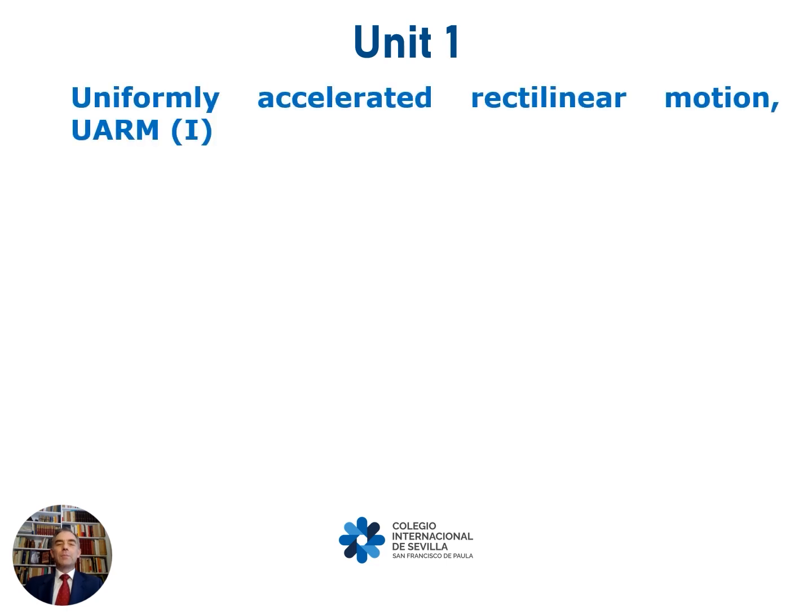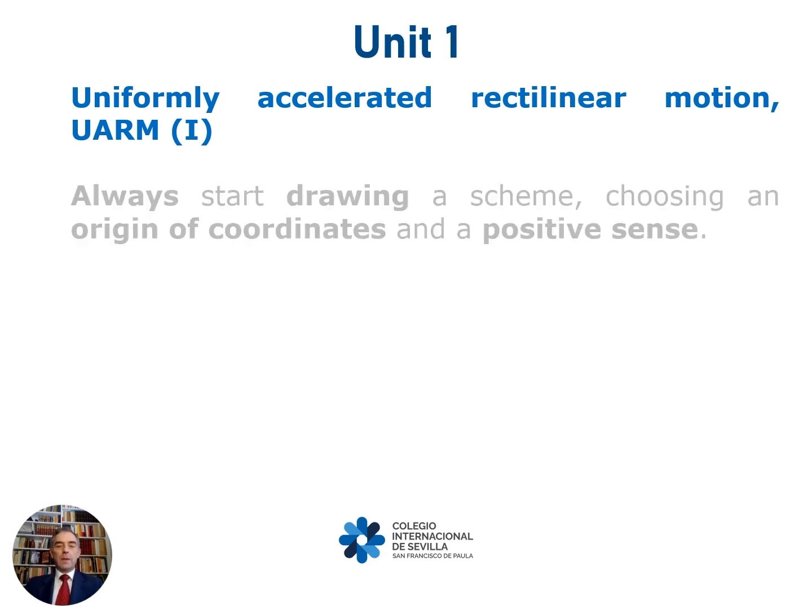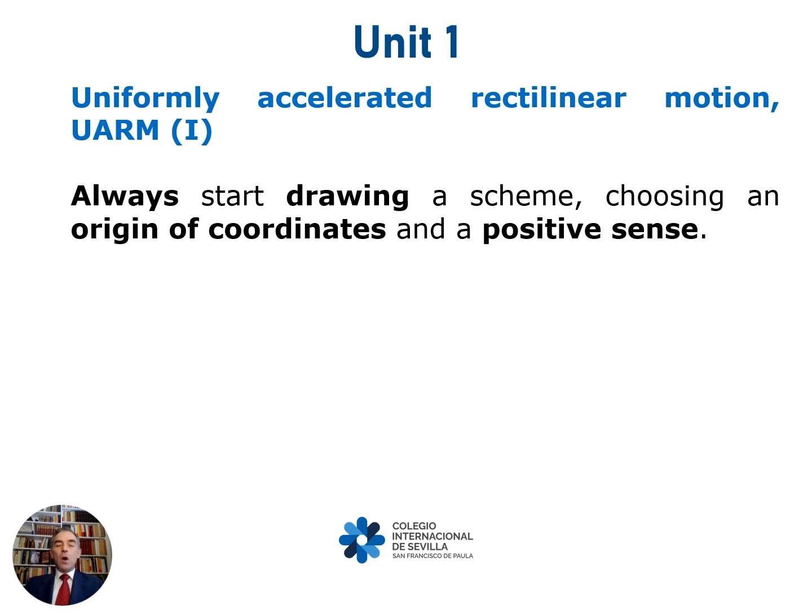When solving a problem of uniformly accelerated rectilinear motion, UARM, there's a basic rule to follow, which is always start drawing a scheme as accurate as possible, choosing an origin of coordinates and a positive sense, and then stick to that choice. It won't matter what you choose as the origin of coordinates or as a positive sense, provided you do everything in a coherent way with that choice you have made.